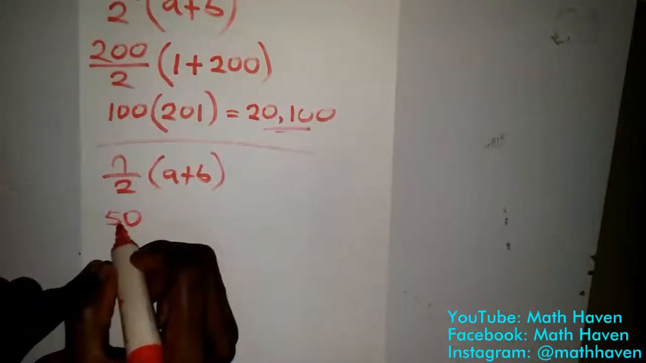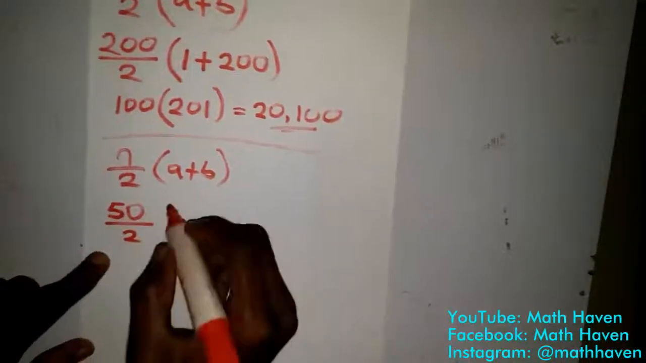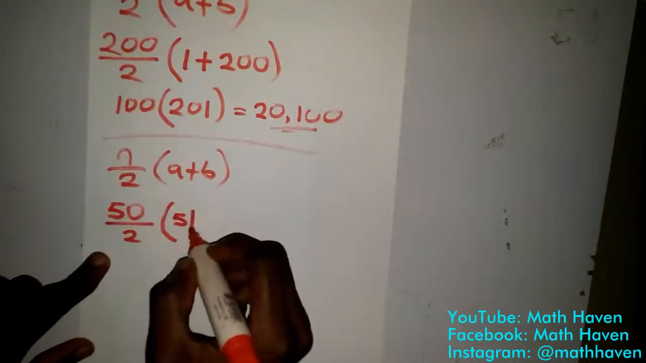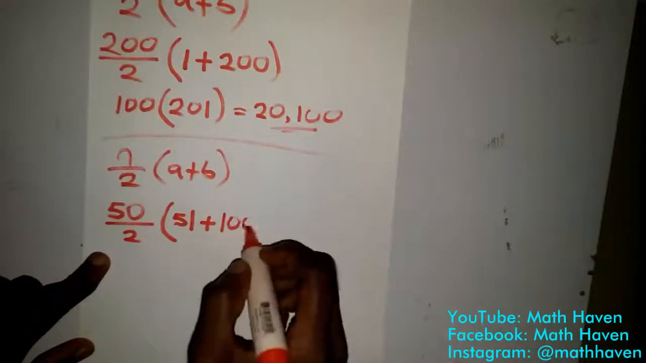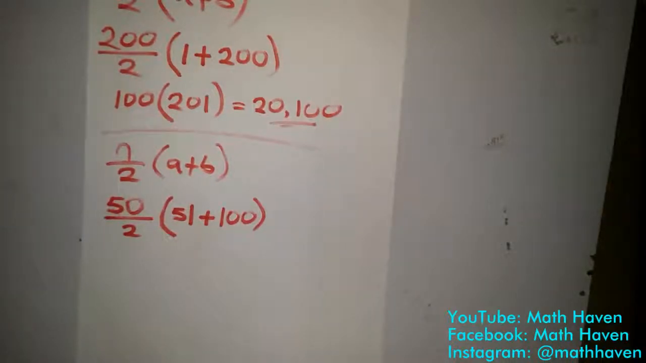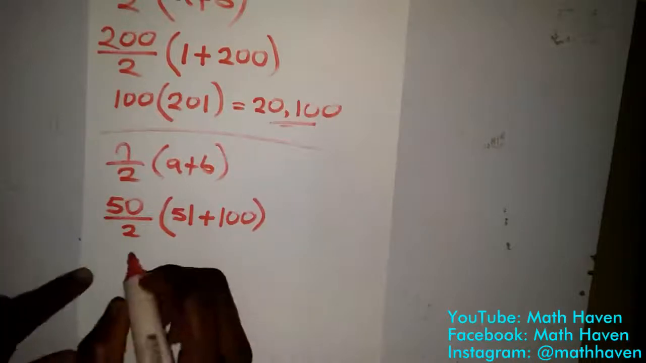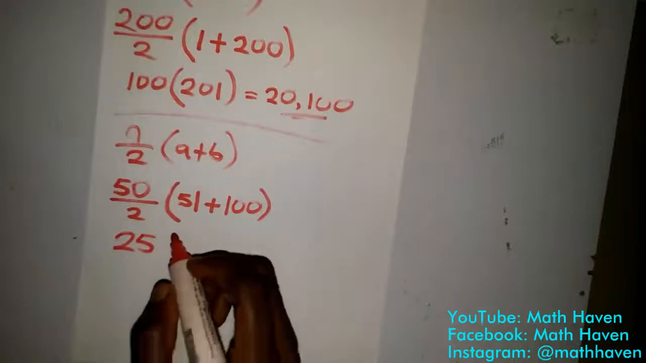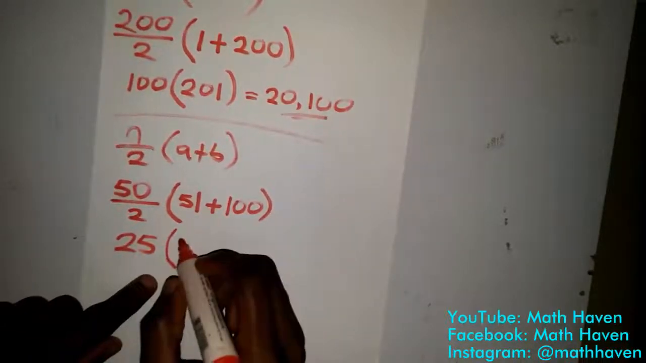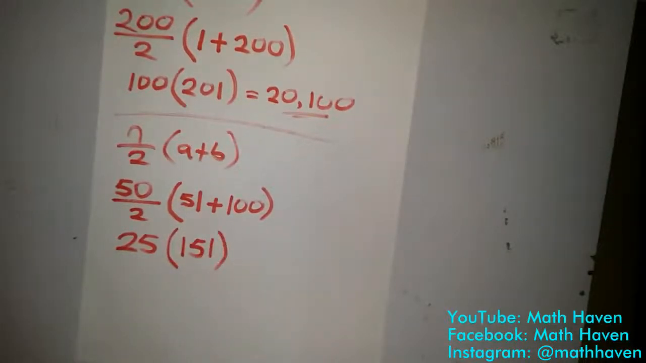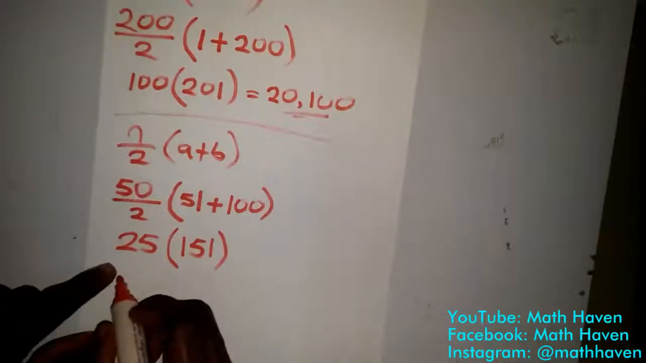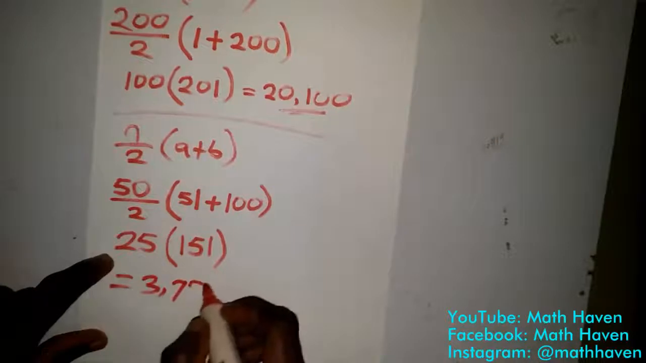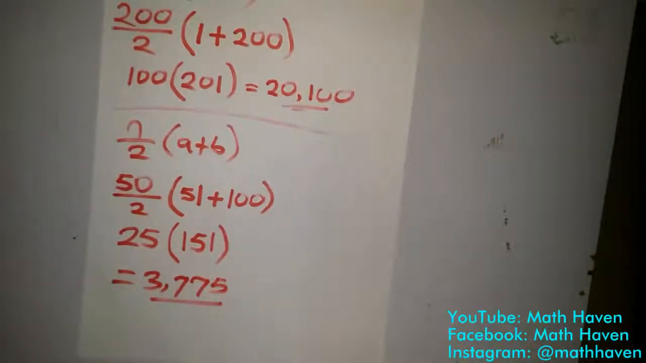So we have 50 divided by 2 multiplied by our first number, in this case 51, plus last number 100. So we simply have 50 divided by 2 multiplied by 51 plus 100. Now 50 divided by 2 is simply 25. And we multiply this, sorry about the noise, we multiply this by 151. So you have 25 multiplied by 151. And that gives us 3,775. And that right there is the final answer to that.